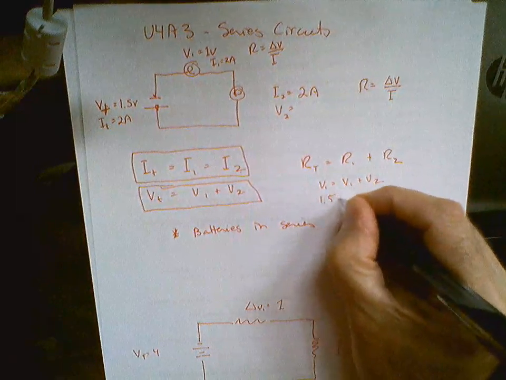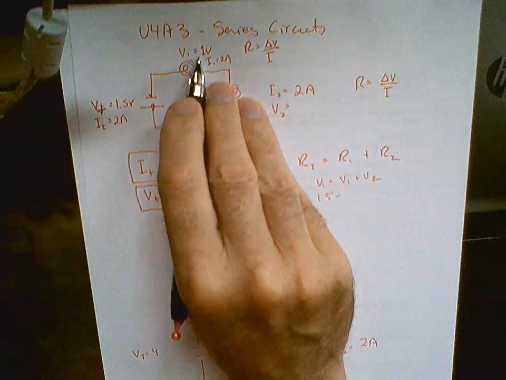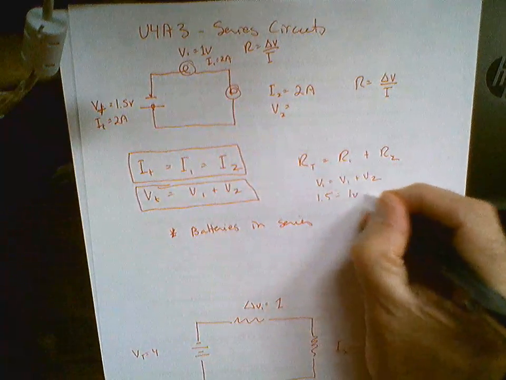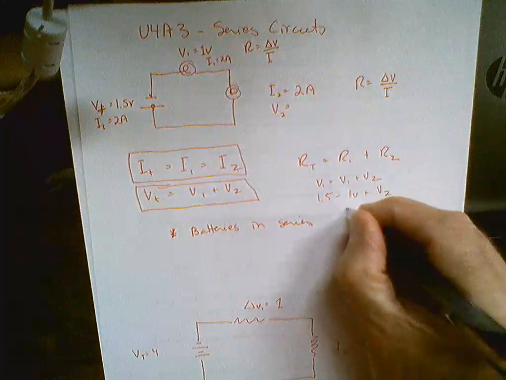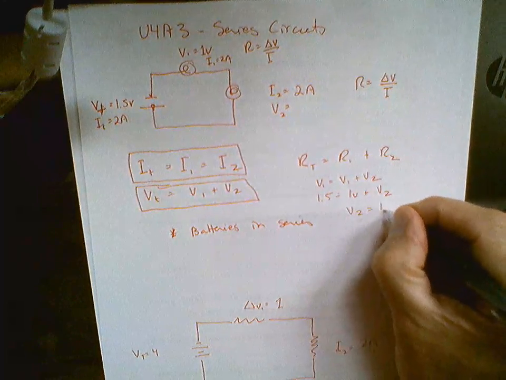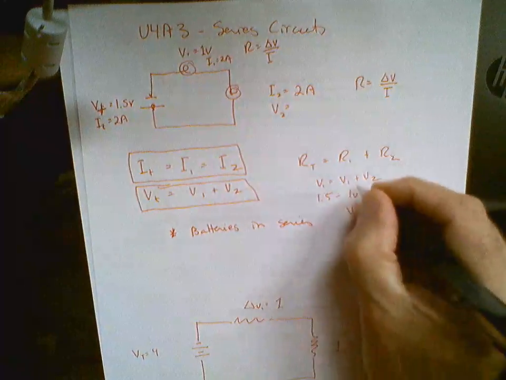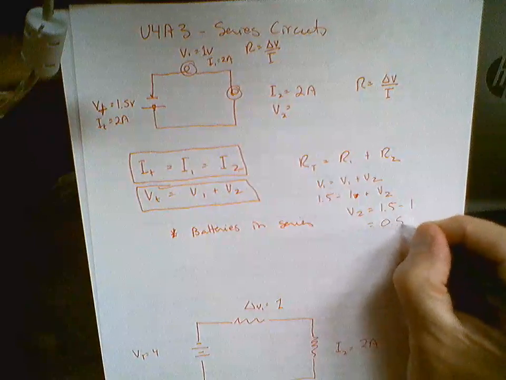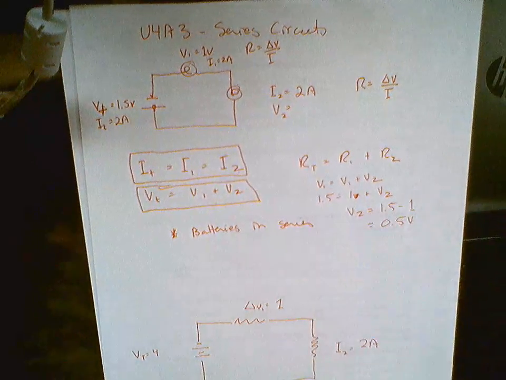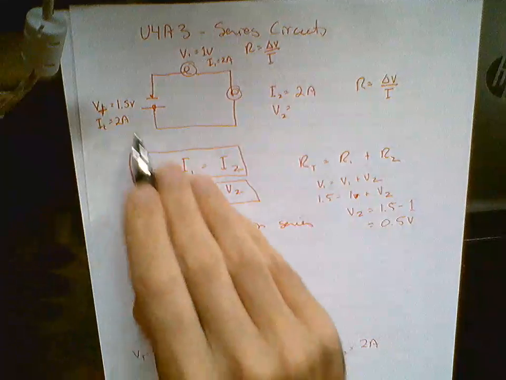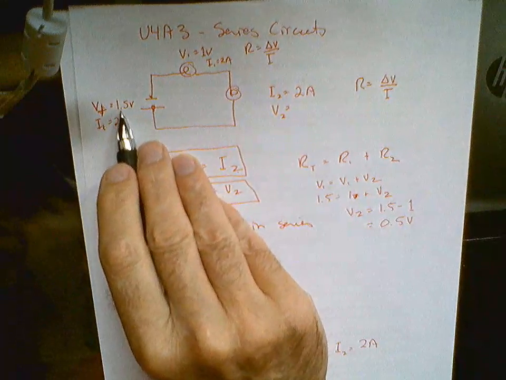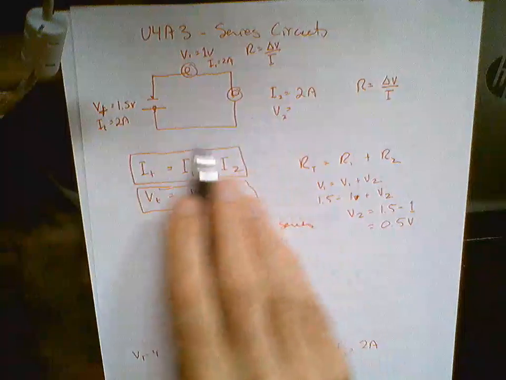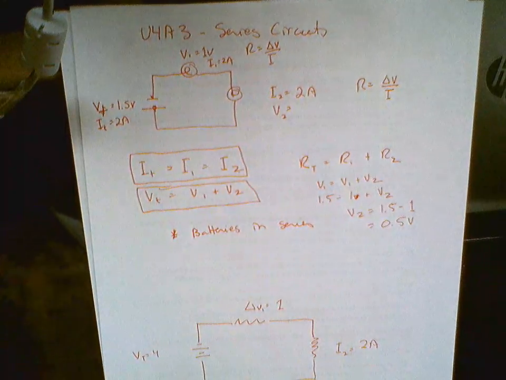Voltage total is 1.5. If voltage 1 is 1 volt, what's voltage 2? Voltage 2 is going to be 1.5 minus that 1 volt equals 0.5 volts. So all of the voltage that's gained within the cell or battery is lost throughout the system.